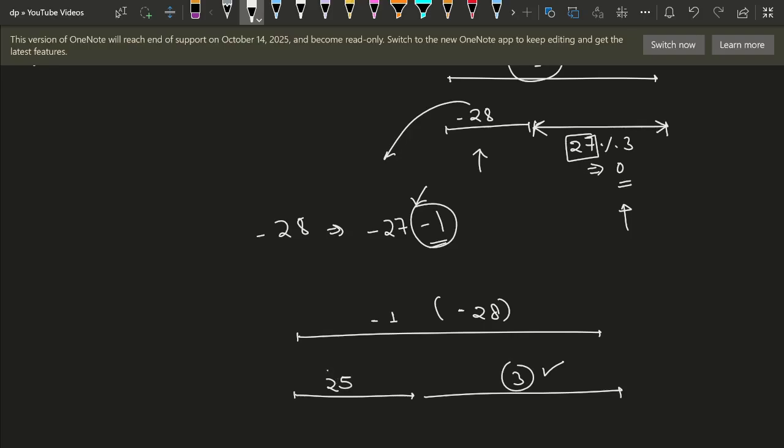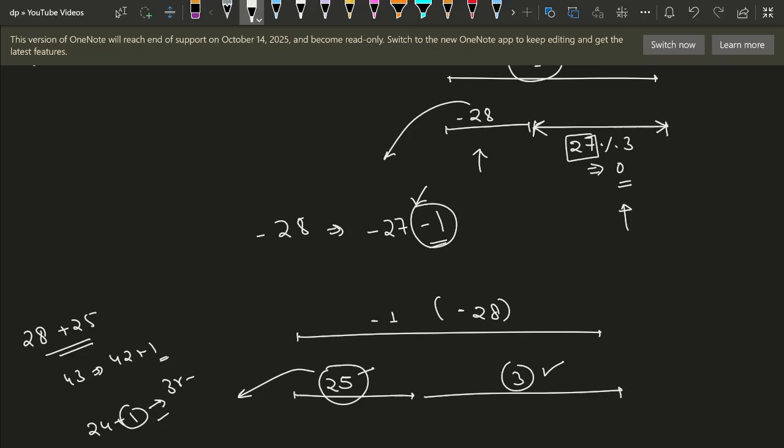But what about positive integers? If we take a look at it, if I write 25, so 25 and minus 28 have a difference of 28 plus 25, which is 53... which is 43. 43 can be written as 42 plus 1. So is it going to be divisible by 3? It's not going to be divisible by 3. So 25 can be written as 24 plus 1. So for 3k plus 1, it's not going to give us the divisibility test. It's going to fail the divisibility test. Let's try another number.